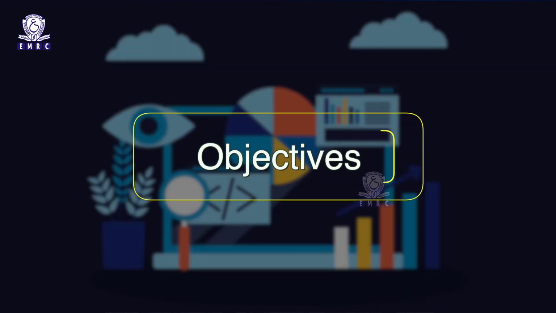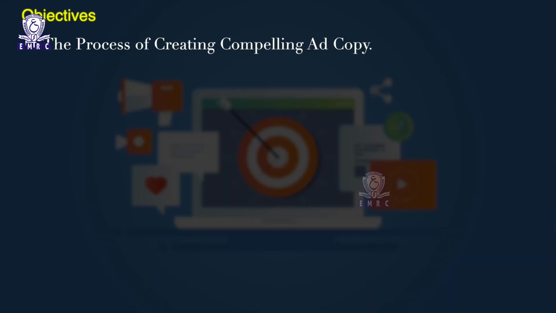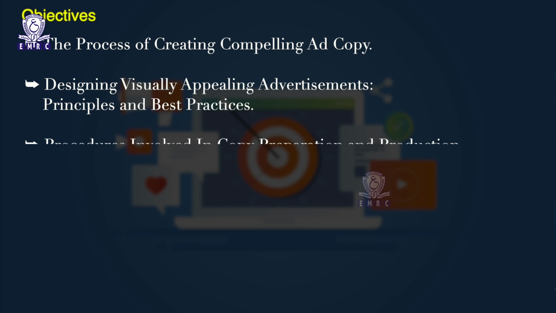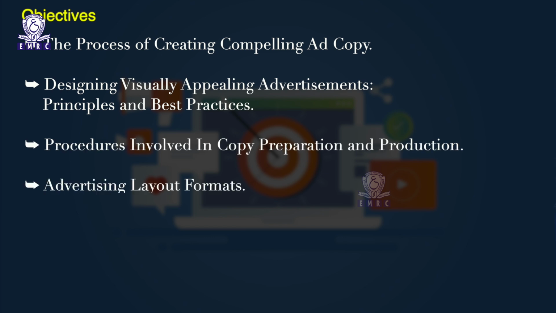Types of advertising, lesson 24: the process of creating an advertisement from rough sketch to final release. Objectives: the process of creating compelling ad copy, designing visually appealing advertisements, principles and best practices, procedures involved in copy preparation and production, and advertising layout formats.